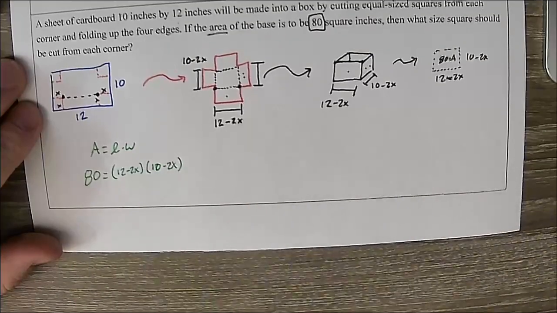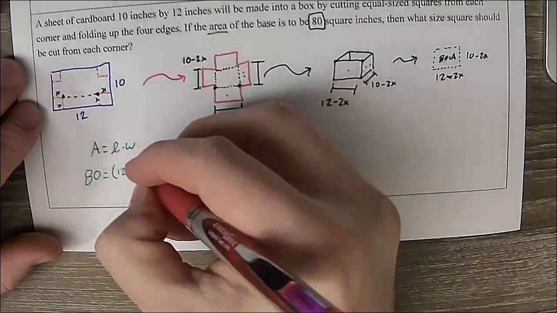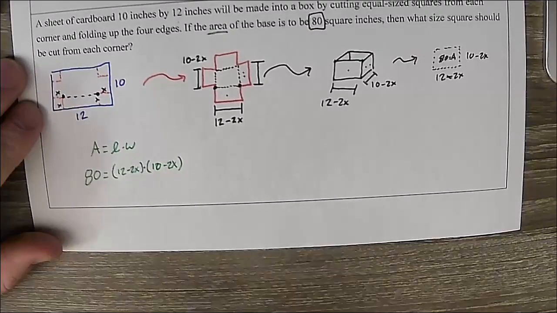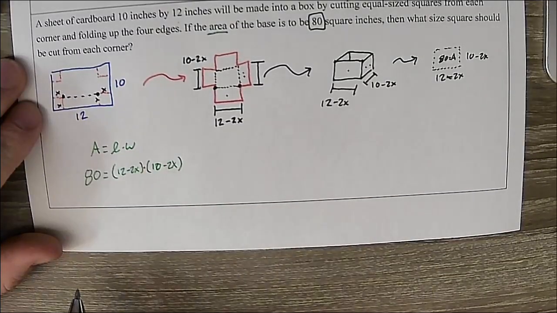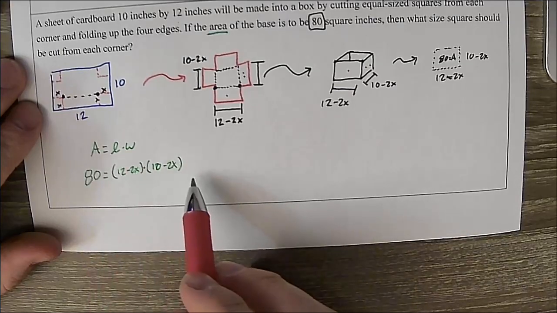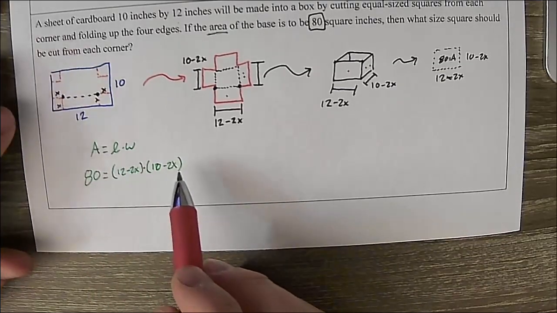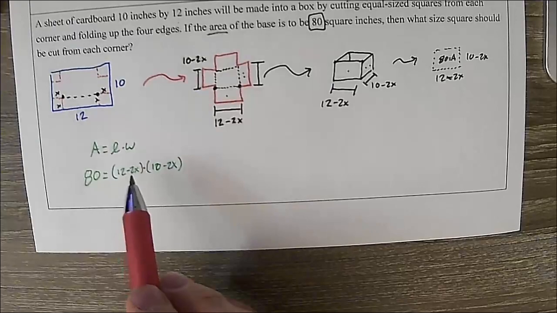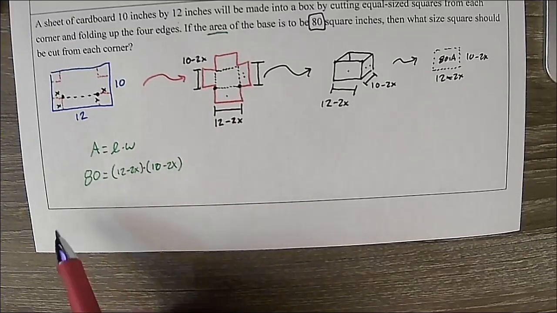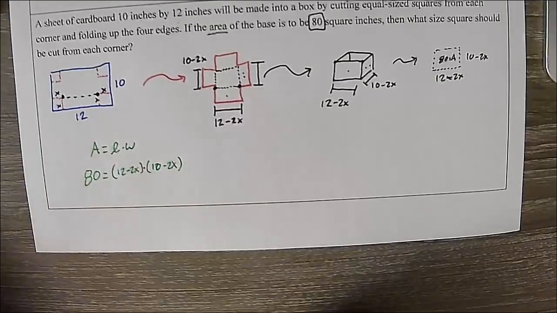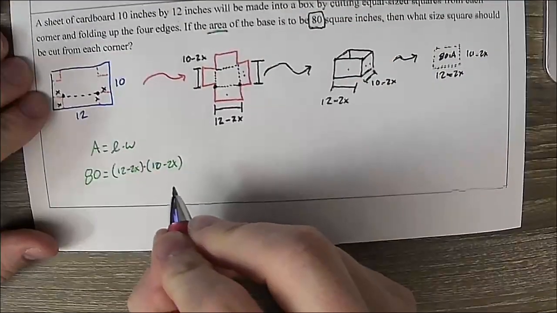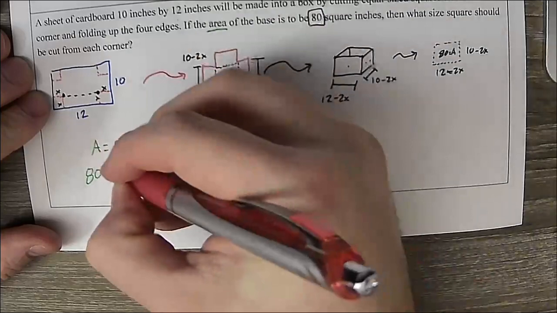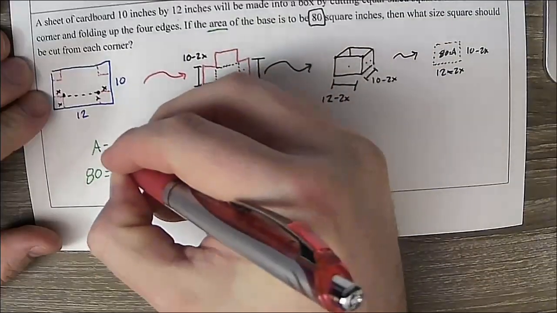This is solvable. I would love to use the zero product property right here, but unfortunately we're multiplying to 80, not 0. Even if I subtract the 80 from over here, that doesn't change anything. I can't determine what this x needs to be in order for everything to equal. So we do have to FOIL this out. We've got to multiply our binomials.